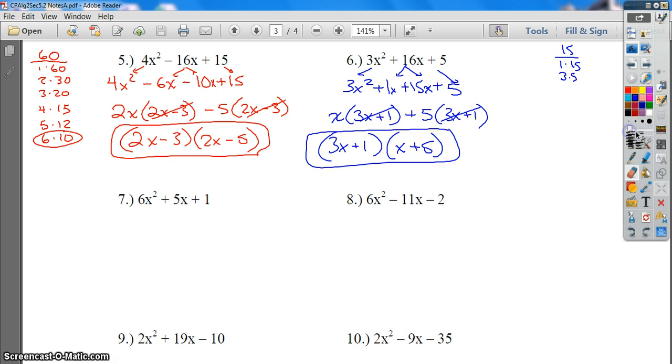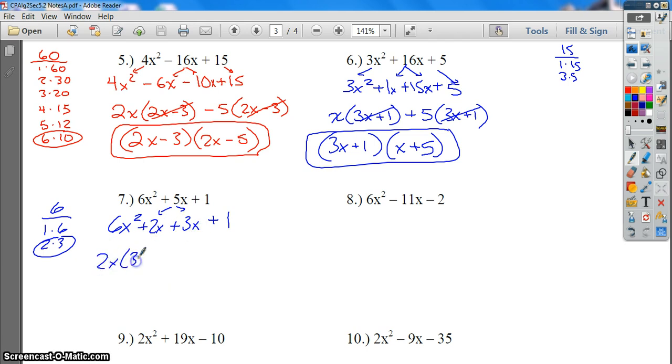That eraser might be a little too large. Try finishing that. All right, let's jump down to 7. 6x squared plus 1, plus plus gives you plus plus. So we want things that multiply to be 6 and are going to make 5. So I'm going to put 2x and 3x in here. So they add up to be 5x.